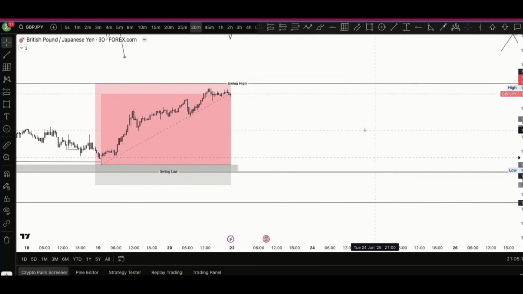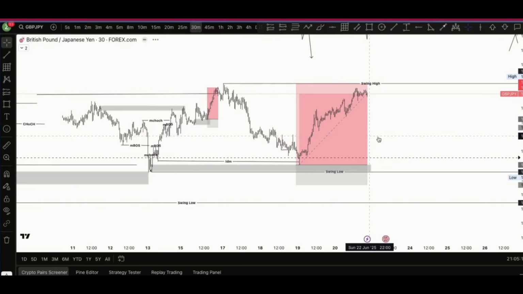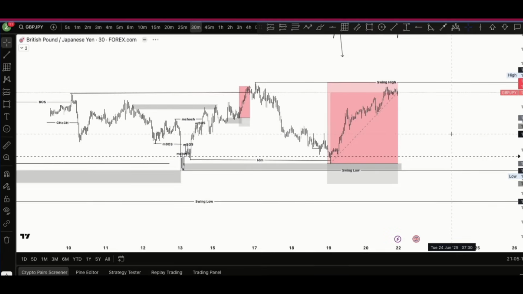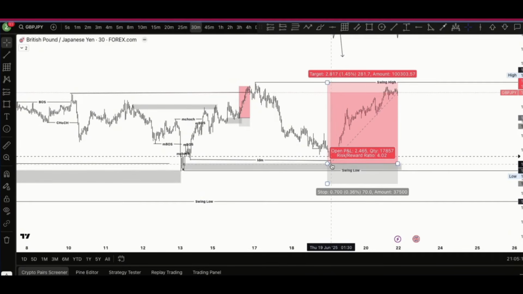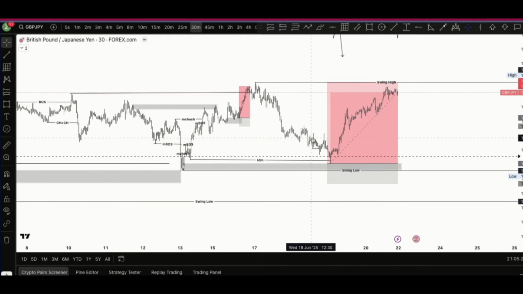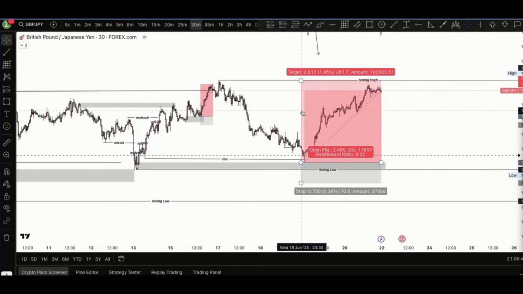So now let's go to the live chart and see. This was a trade I took last week, on June 19th. I had this setup when it was around this level, and I shared it with some of my friends.